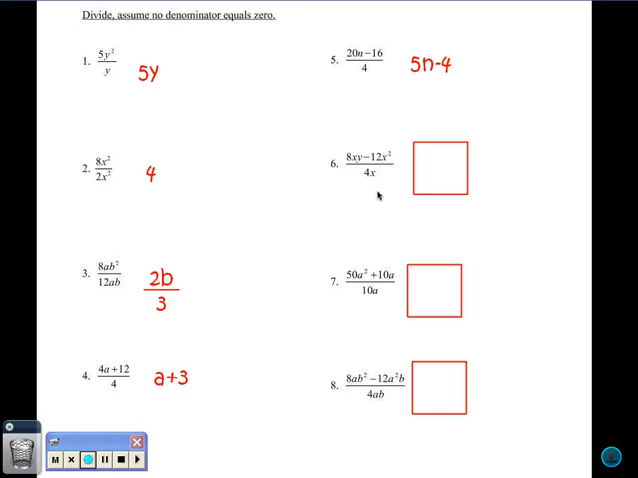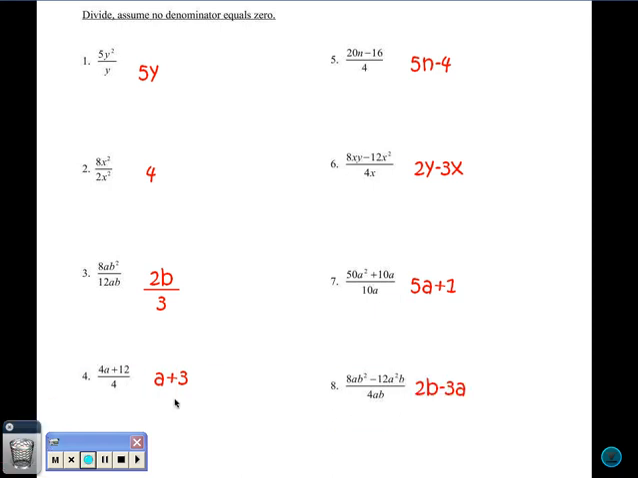8xy minus 12x squared over 4x leaves us with 2y minus 3x. 50a squared plus 10a over 10a. Be very careful. Students a lot of times go, oh, 10a over 10a, 0. But any number divided by itself is always 1. And on the bottom one, the number 8, we're left with 2b minus 3a.